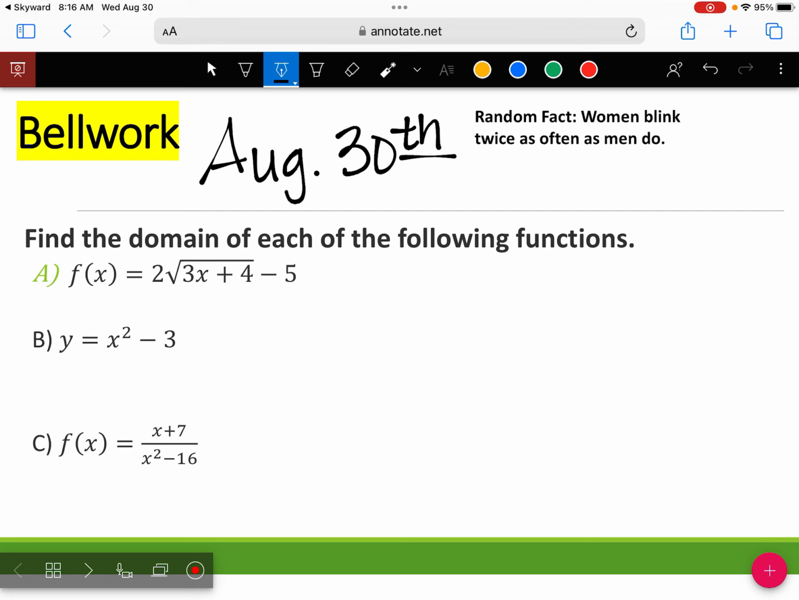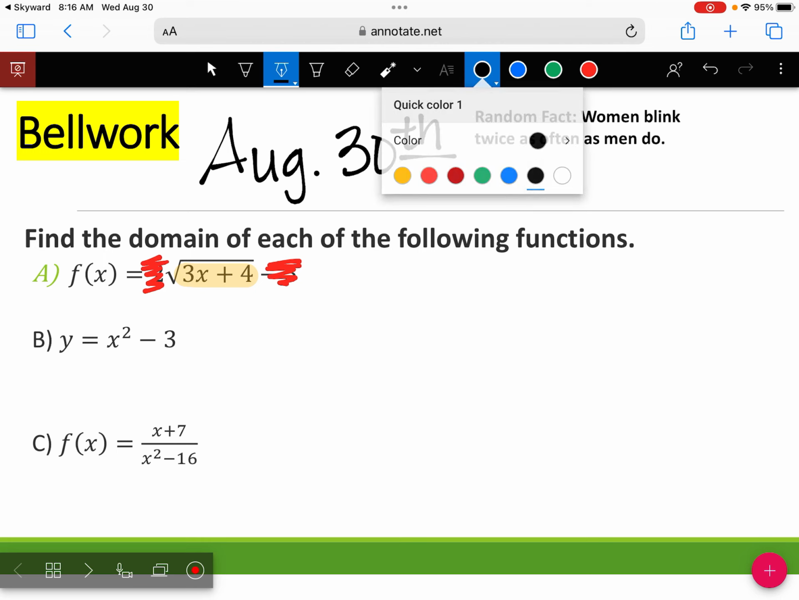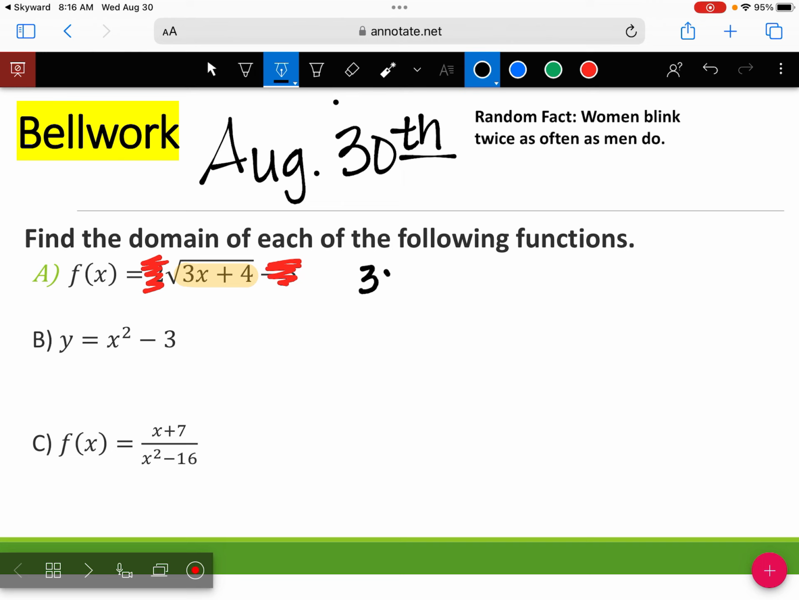Okay, when you see a square root, you take what's underneath the square root. Only what's underneath the square root. Any numbers in front or behind it do not affect your domain. Take what's underneath the square root and set it greater than or equal to 0. Go ahead and solve that inequality for x.